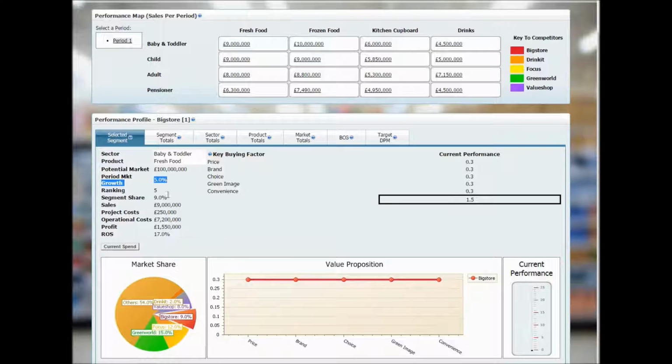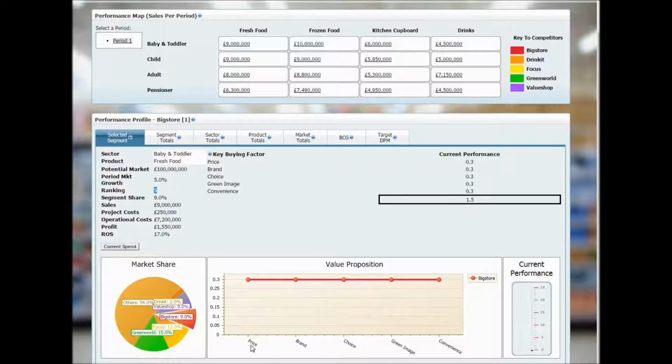And the thing I skipped over here is this ranking of 5. Now this ranking of 5 is really quite important, and it relates back to the value proposition chart down here. A value proposition is really important in terms of marketing strategy. And the value proposition really says, what do customers, or consumers in this case, think of our value proposition, in this case as a company.